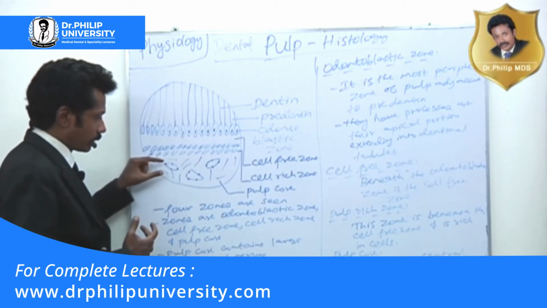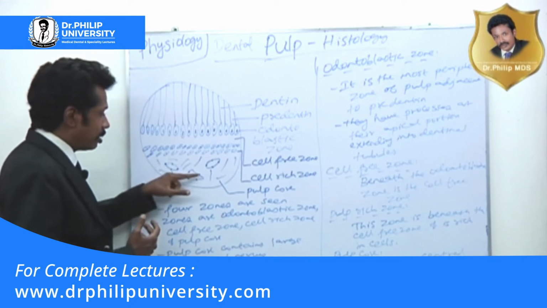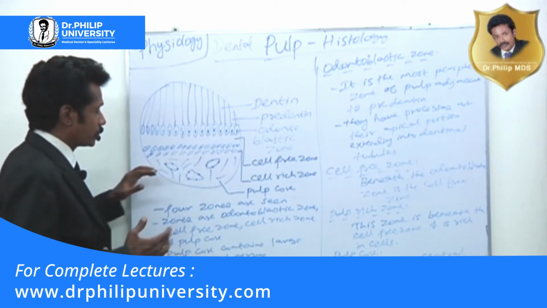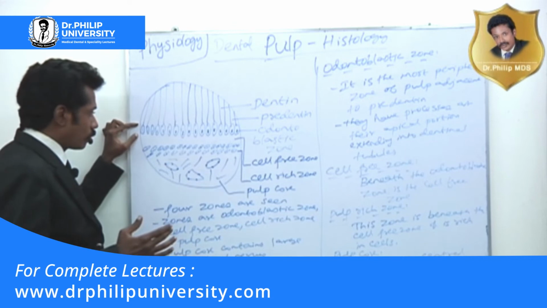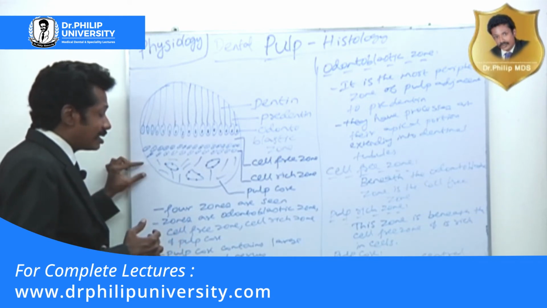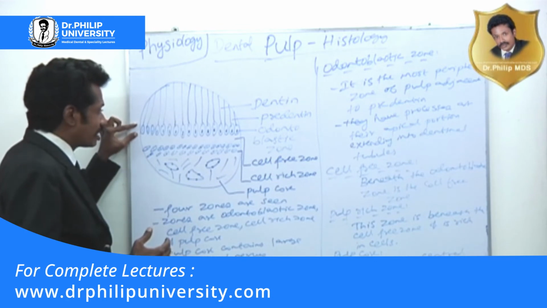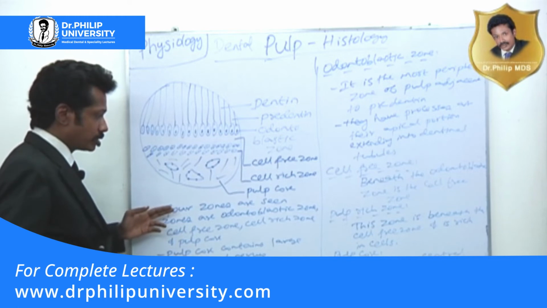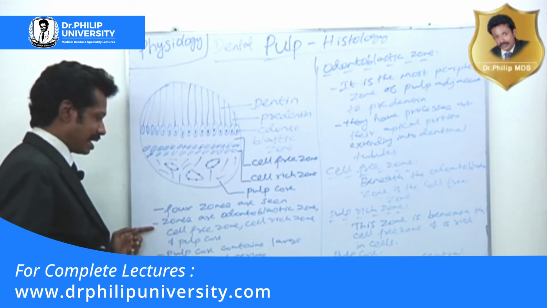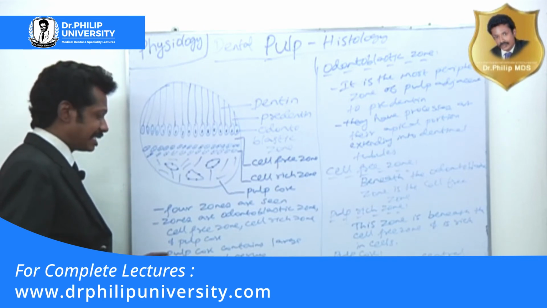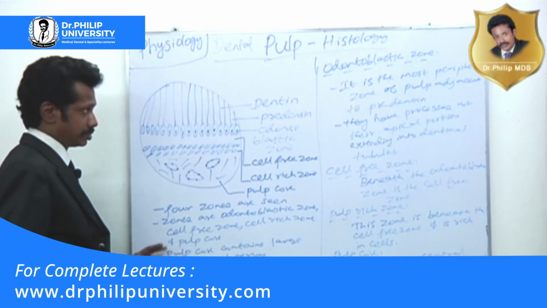In the pulp core you can see blood vessels, nerves and cells also. These are the blood vessels in the pulp core. So 4 important zones: odontoblastic zone, cell-free zone, cell-rich zone and the pulp core. Above the odontoblastic zone you can see the predentin and dentin. The pulp core contains large vessels and nerves.